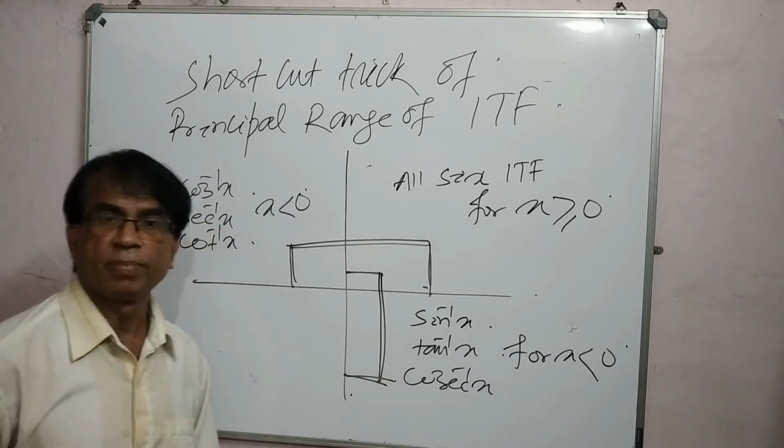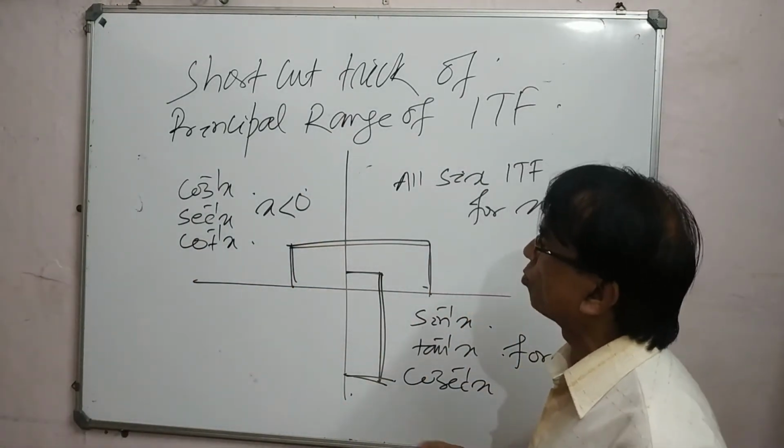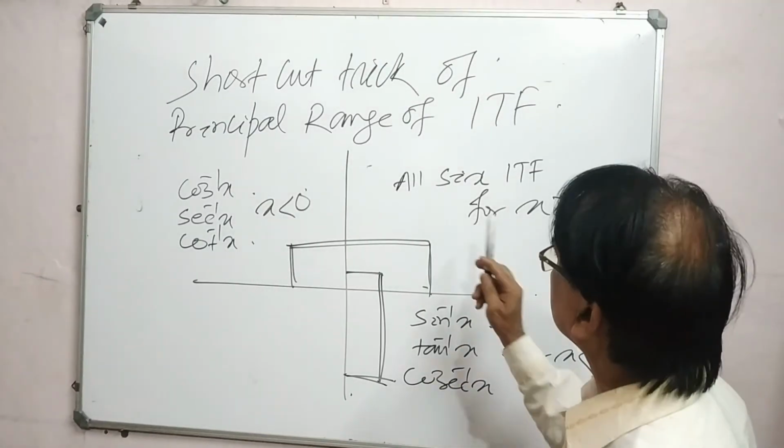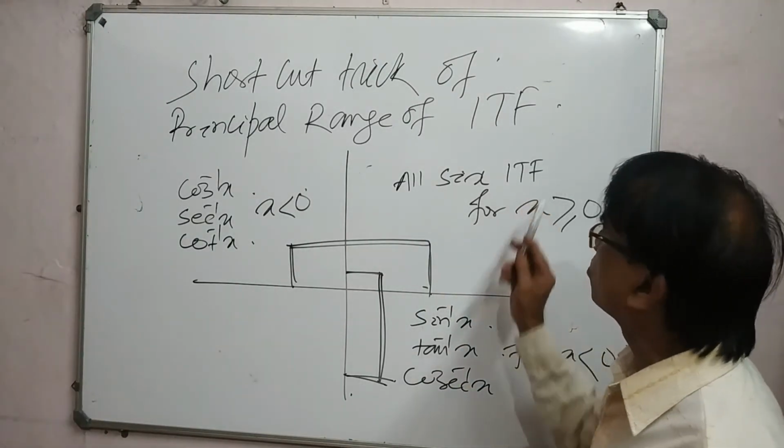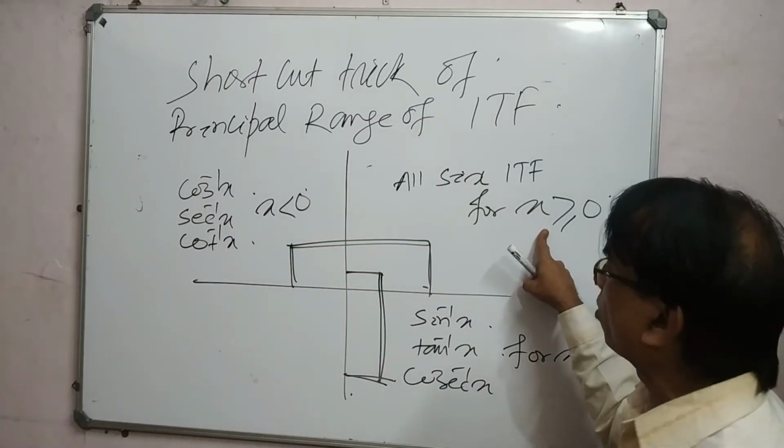Now dear student, please look at here. Very important thing is that I have divided the plane into 4 parts called quadrants, and in the first quadrant all 6 inverse trigonometric functions exist for x greater than or equal to 0. I will deal with the problems now.